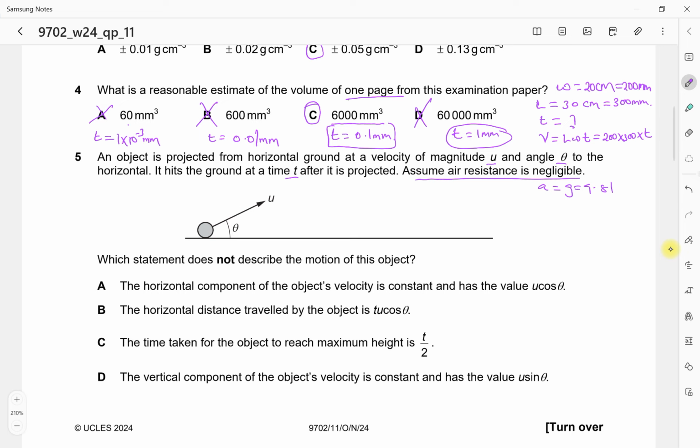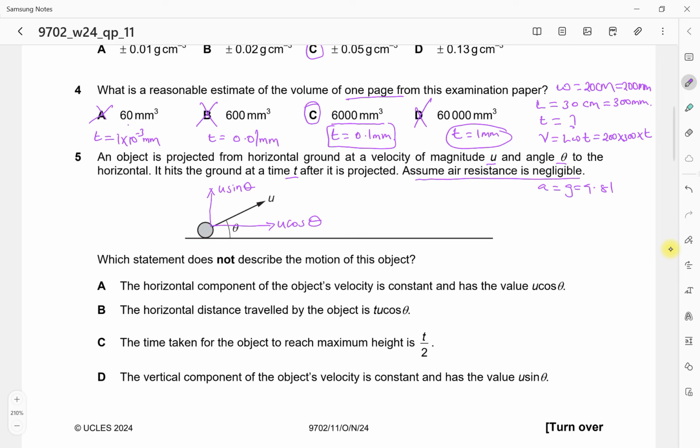Which statement does not describe the motion of this object? Let's first resolve this velocity. Resolving it to the horizontal, this is going to be u cos theta. Resolving the velocity to the vertical, it will be u sine theta. So the horizontal component of the object's velocity is constant and has a value u cos theta. I think that is true.